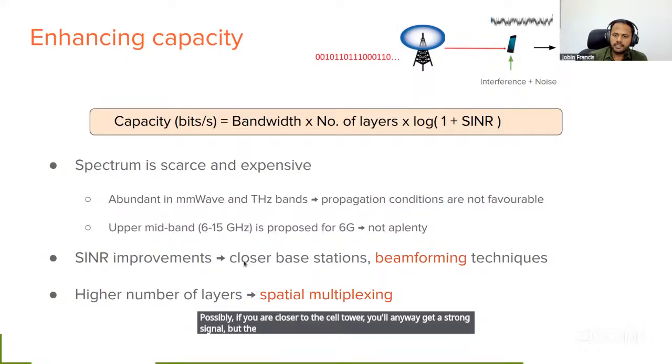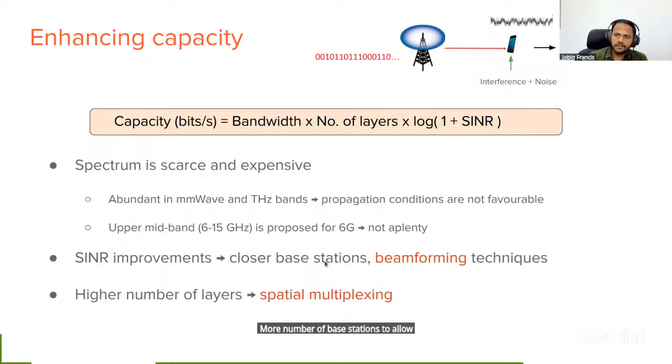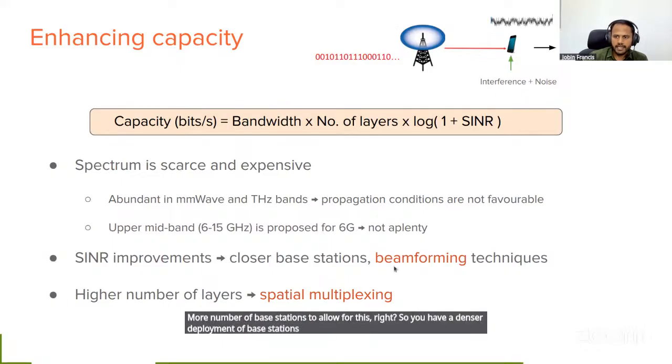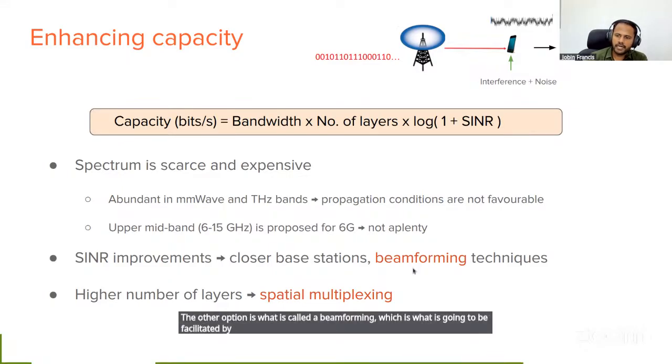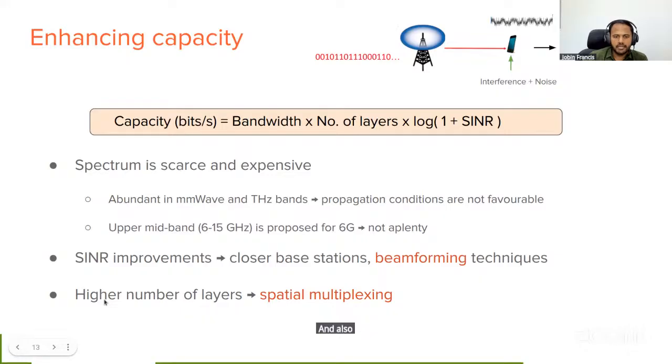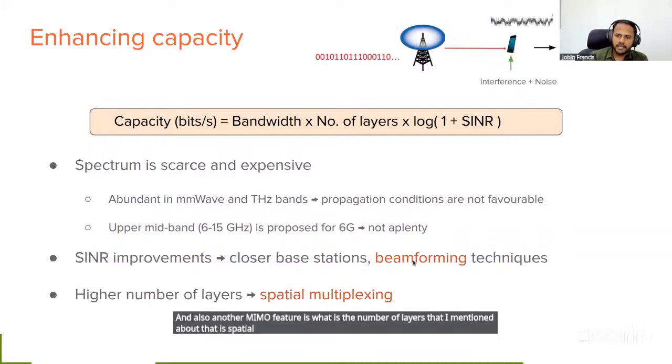Possibly, if you are closer to the cell tower, you will anyway get a strong signal. But the other option would be that you bring the cell towers, that is base stations, closer to the mobile phones, which means that you deploy more base stations, so you have a denser deployment of base stations. The other option is what is called beamforming, which is going to be facilitated by multiple antennas, that is MIMO, and I'll discuss that in detail in the coming slides. And another MIMO feature is the number of layers that I mentioned, that is spatial multiplexing. So the data rate requirements of the next generation are going to be highly supported by the beamforming and spatial multiplexing capabilities of a MIMO system.